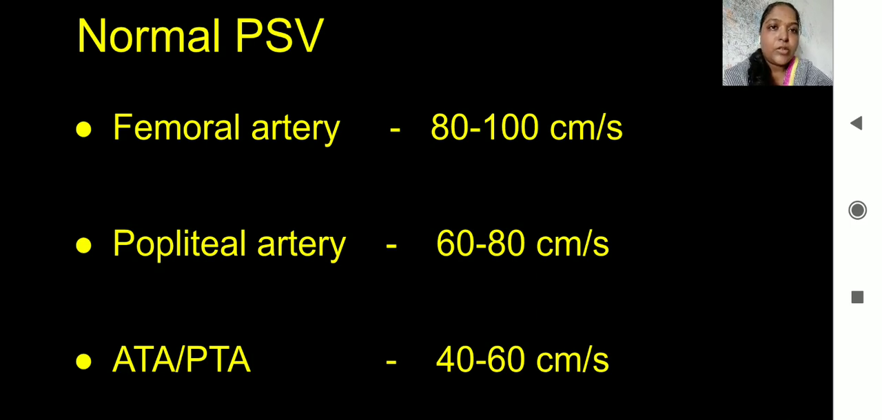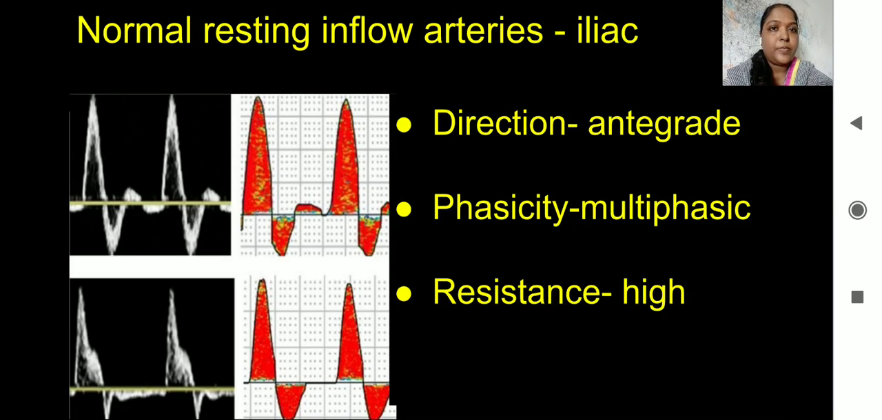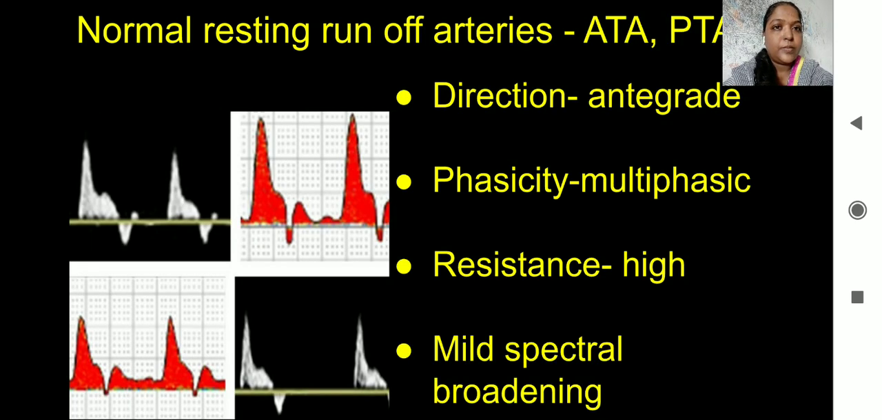Again remember three velocities in the lower limbs. The femoral artery will have a normal velocity of around 80 to 100 cm per second, popliteal artery around 60 to 80 cm per second, and ATA and PTA around 40 to 60 cm per second. The normal resting inflow arteries like the iliac arteries will have antegrade multiphasic waves showing high resistance. The normal resting runoff arteries will have antegrade multiphasic waveforms showing high resistance.